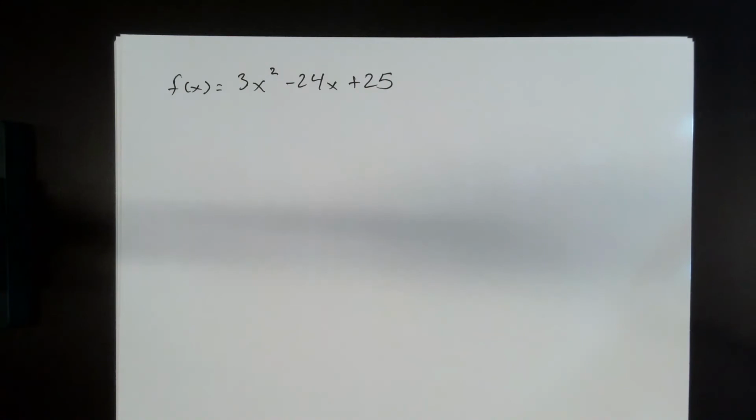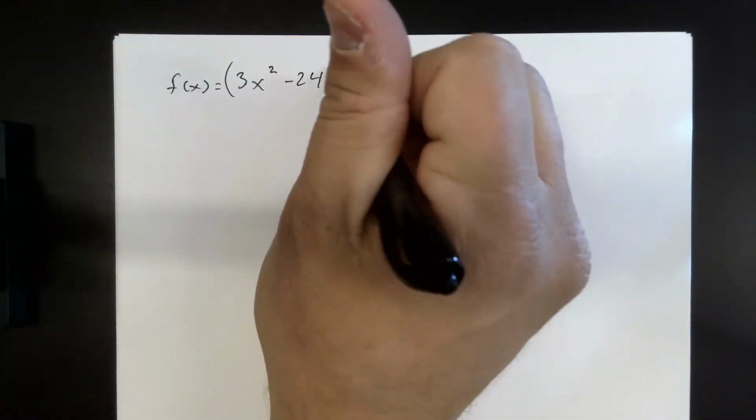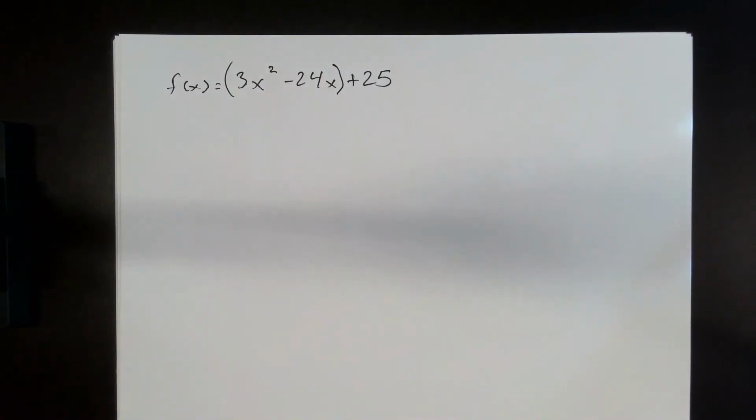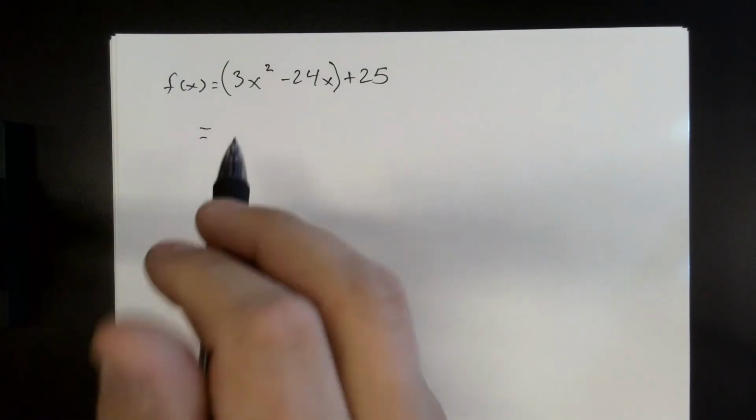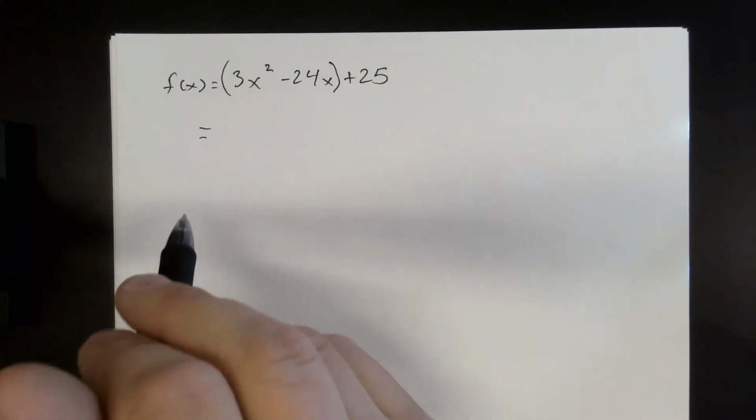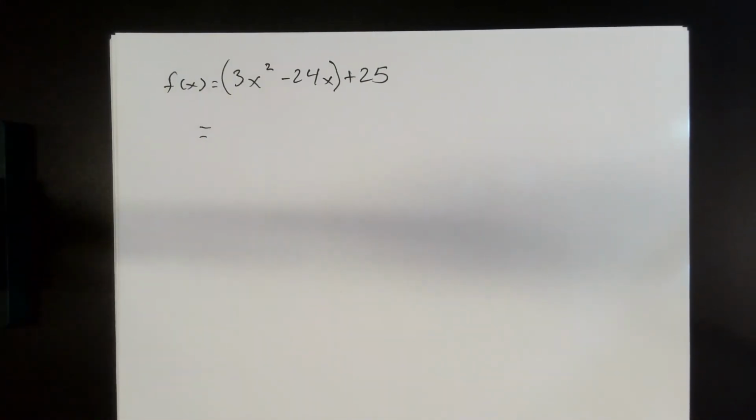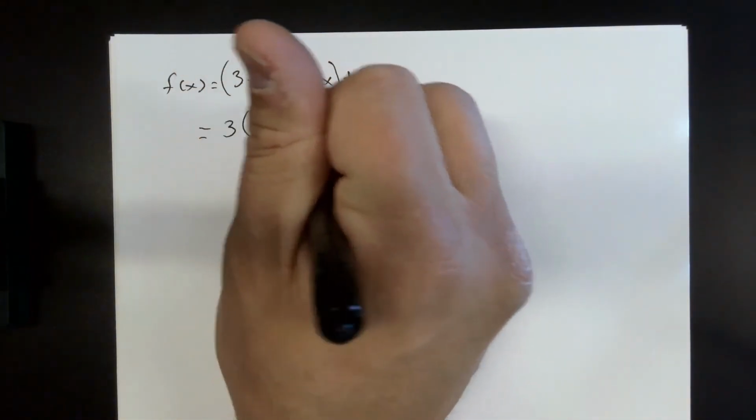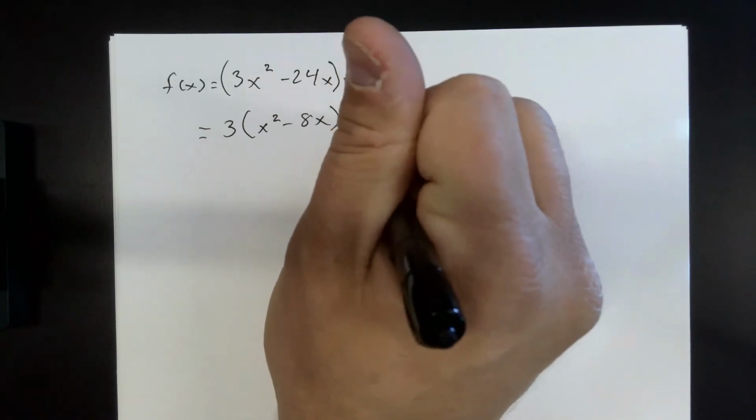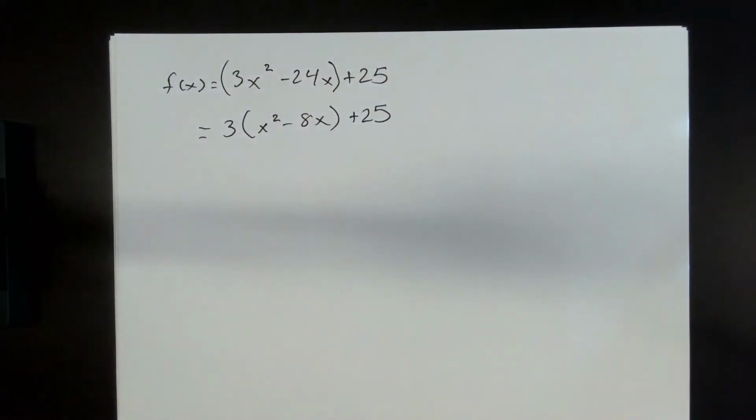Okay, first things first, I'm going to group it. I'm going to group them together. Out of this, I'm going to factor out the numbers. So what number factors out of 3 and 24? 3, which leaves us x squared minus 8x plus 25.